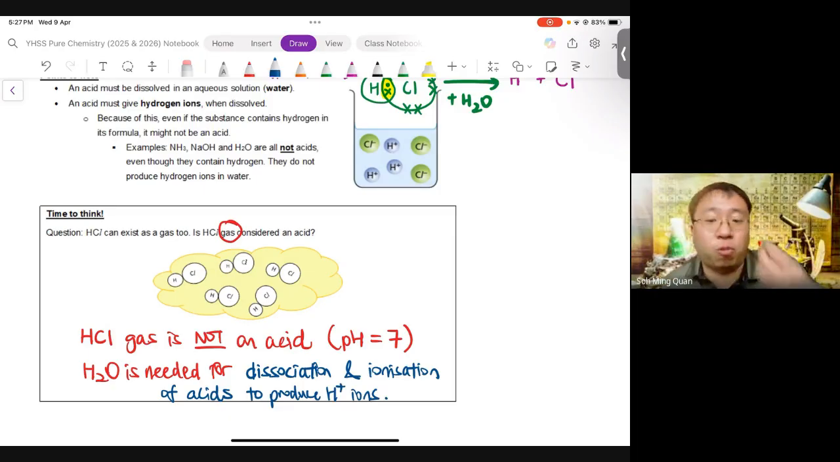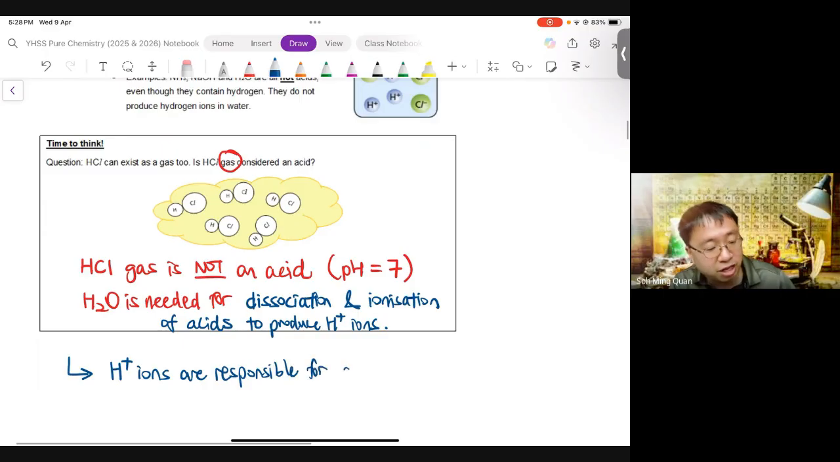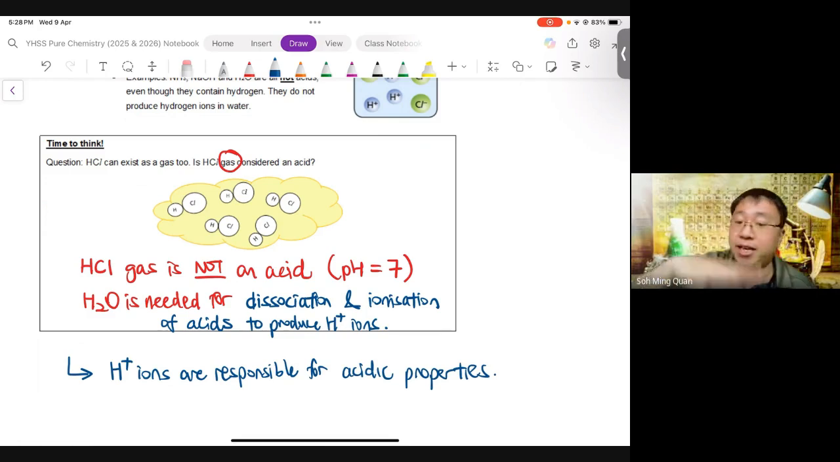And this also explains why when you want to use litmus paper to test for an acid, you need to moisten the litmus paper. The moisture, which is water, basically provides the water needed for dissociation and ionization of the acids. If it's perfectly dry, you wouldn't see acidic properties. And this leads us to the final conclusion. H+ ions are responsible for acidic properties. That means if the acid can react with carbonate, or react with metal, it's because the acid has H+ ions.